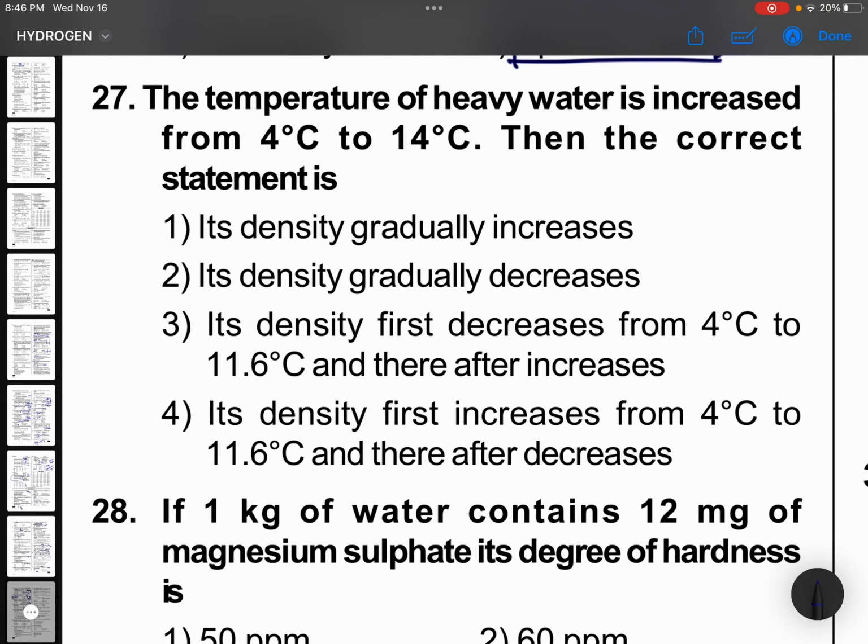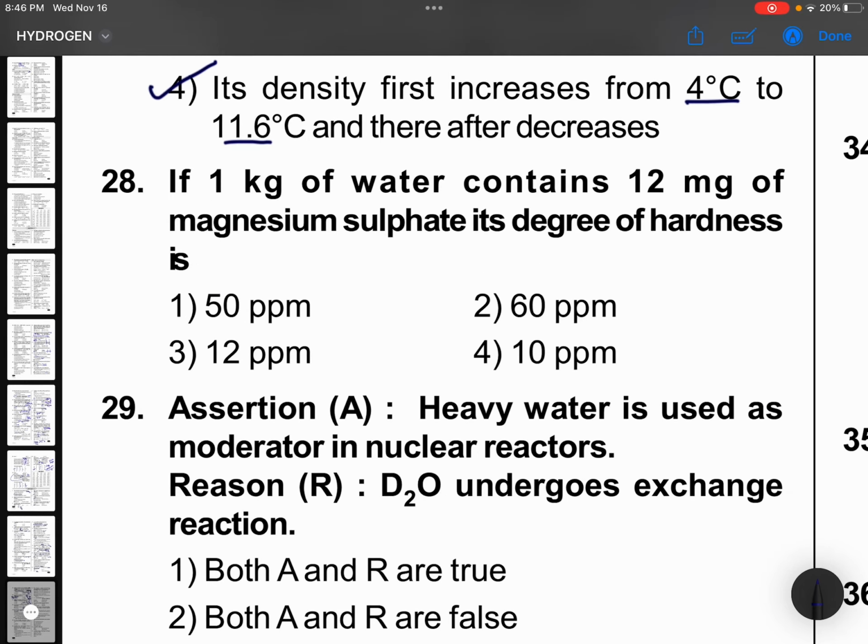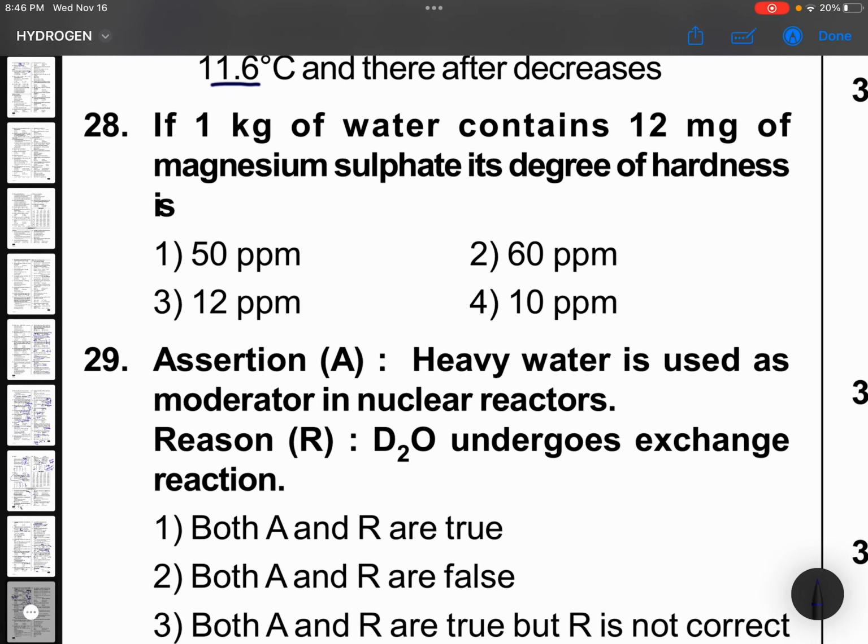The temperature of heavy water is increased from 4 degrees Celsius to 14 degrees Celsius. Then the correct statement is, so all statements are given. Its density increases from 4 degrees Celsius to 11.6 degrees Celsius, then after that decreases. Don't worry about this too much.